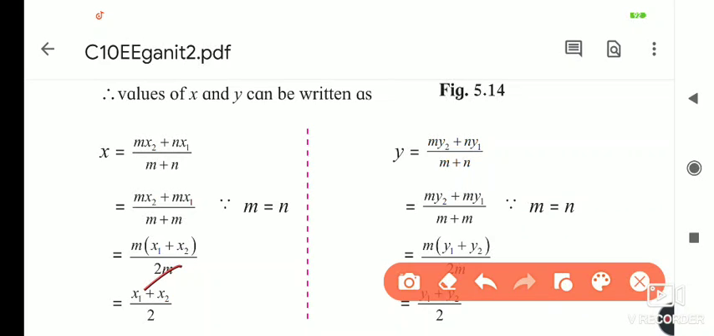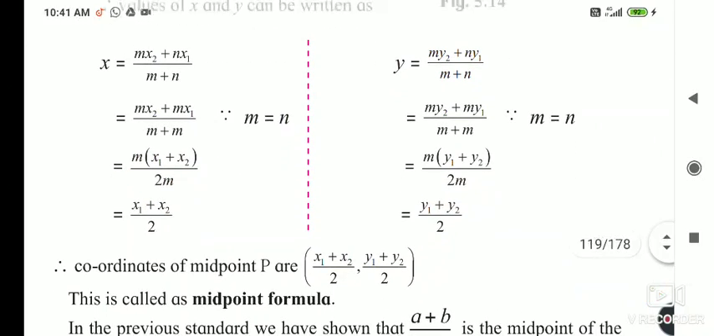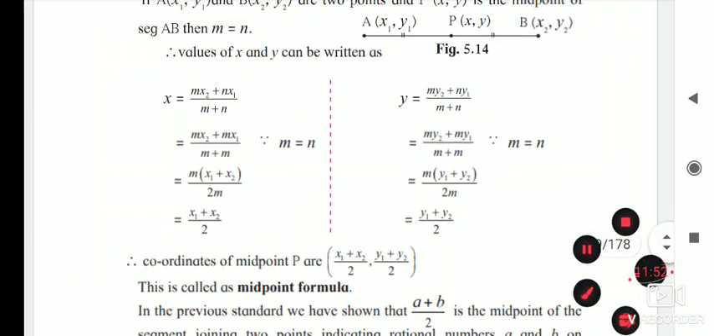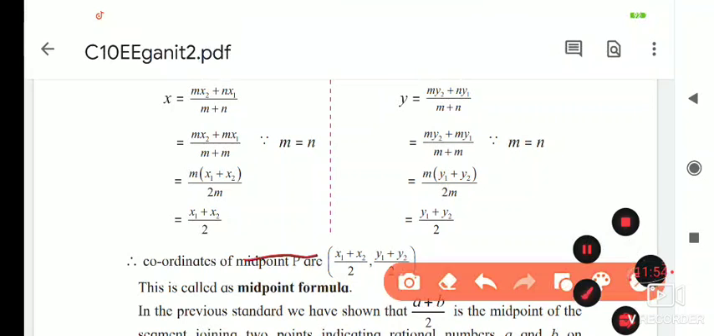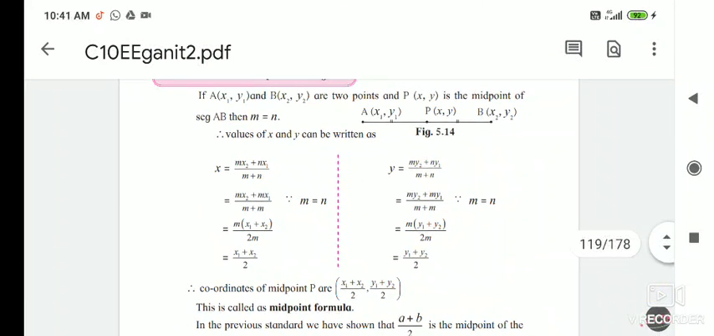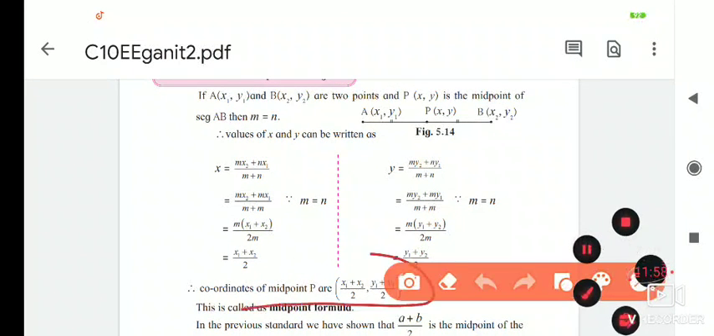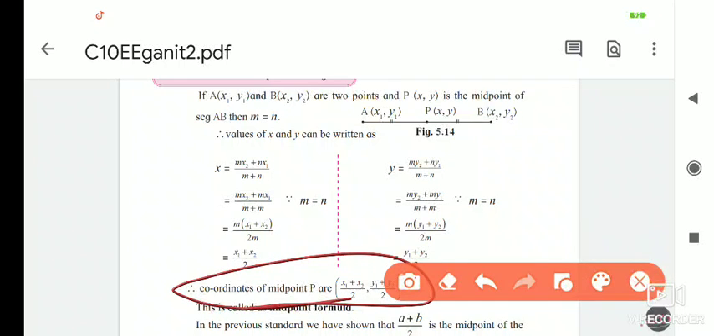Okay, so m cancels with m, and x is equal to (x2 minus x1) upon 2. Same, if you solve this here, you will get (y1 minus y2) upon 2. So if this point is located exactly in the middle, it is the midpoint formula. And which is the midpoint formula? x1 plus x2 upon 2, and y1 plus y2 upon 2 is the midpoint formula.